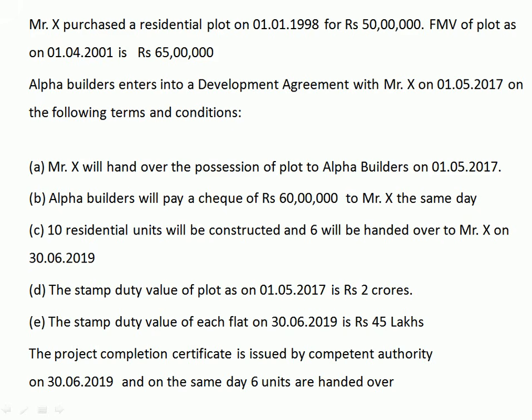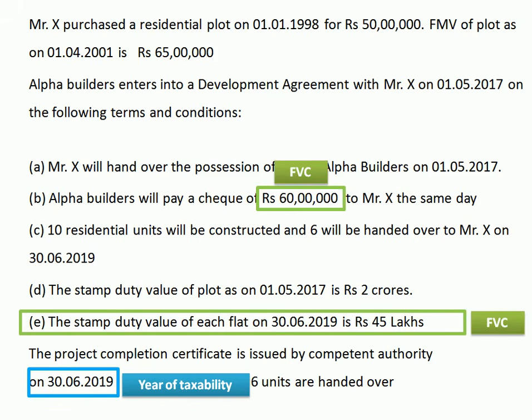Now let's see the elements that we need to pick from this question while calculating the capital gains. Firstly, the year of taxability. The year of taxability would be PY 1920, the year in which the project completion certificate is issued. The second thing is the sale consideration. The sale consideration is twofold here.